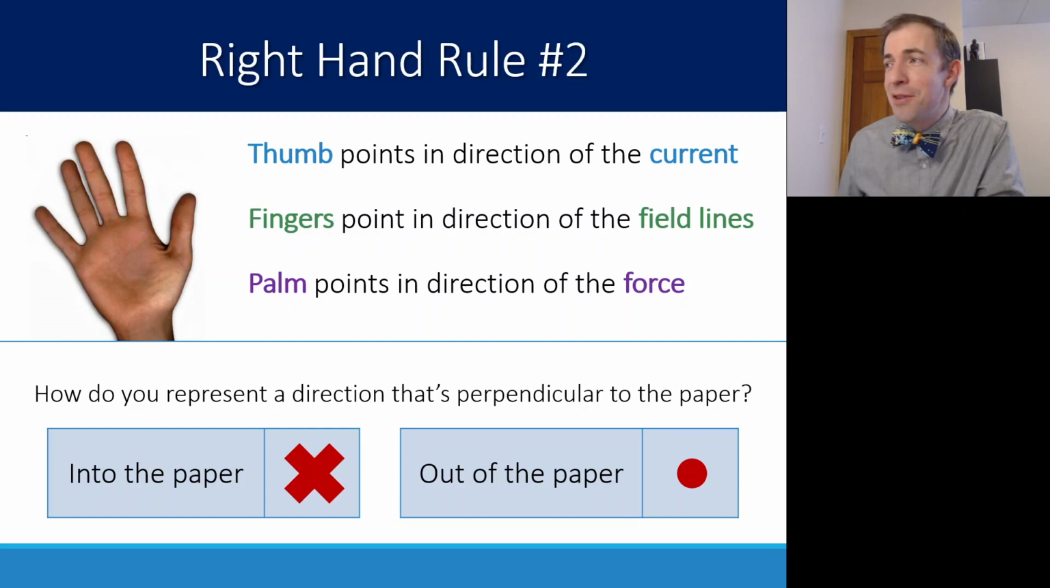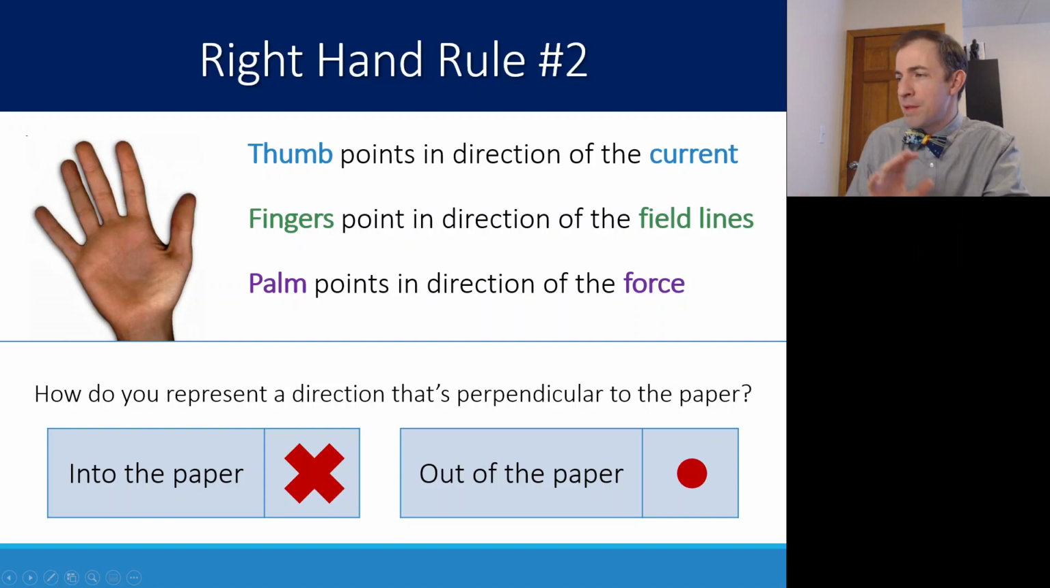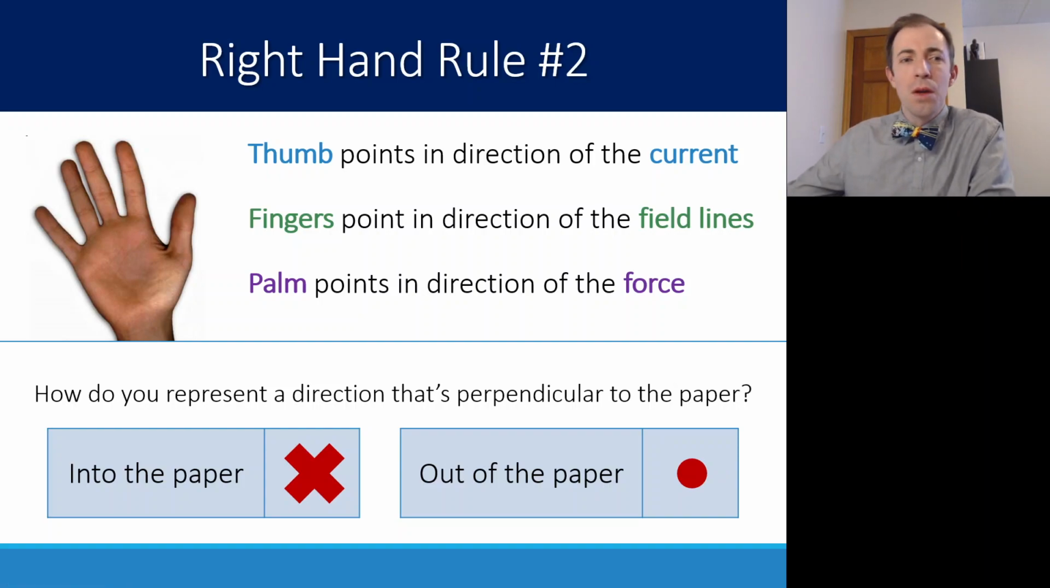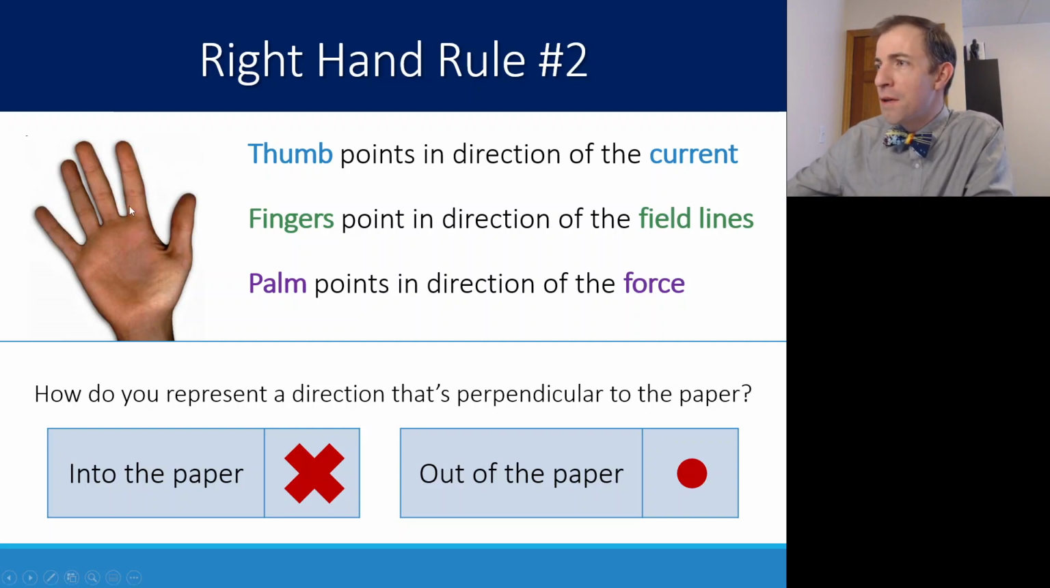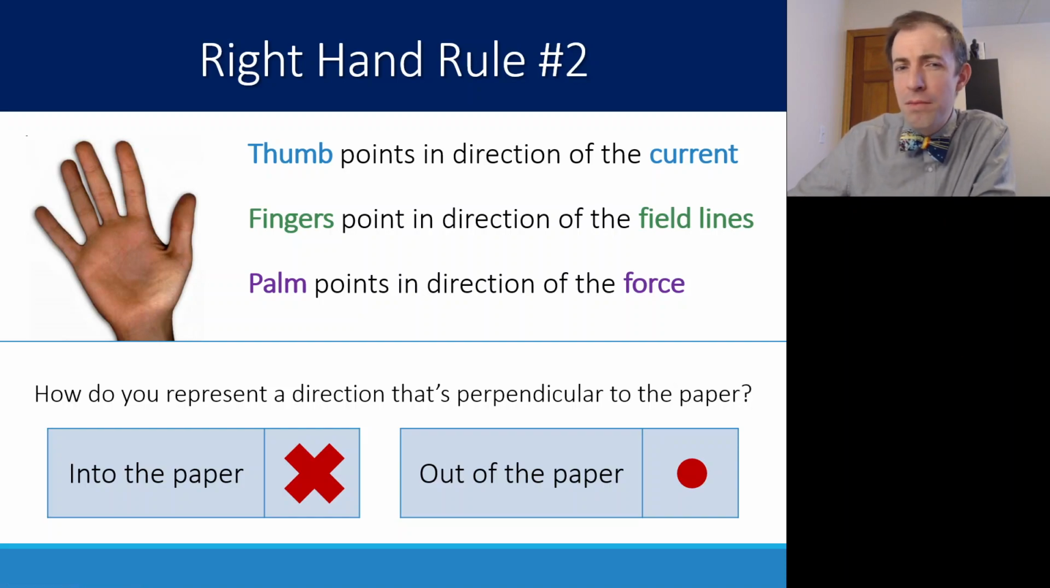To do this, we need to look at right-hand rule number 2. You might remember this idea of into the paper, out of the paper, into the screen, out of the screen, represented with an X and a dot, respectively. Well, right-hand rule number 2, we are going to use our right hand as kind of an open palm right hand, and the thumb is going to point in the direction of the current. Your fingers will point in the direction of the magnetic field lines, and your palm points in the direction of the force.